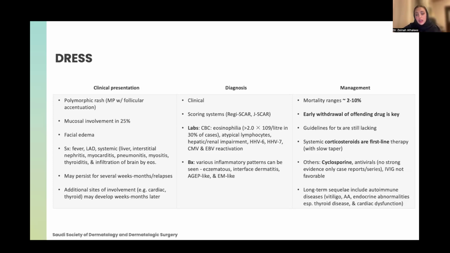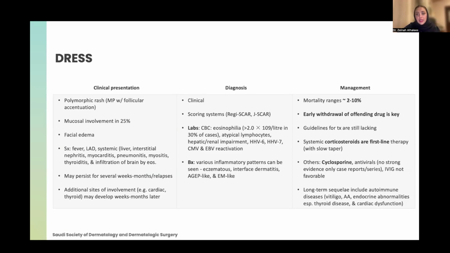How do we diagnose it? Clinically, we do have scoring systems like the RegiSCAR, the J-SCAR, that tell you if it's possible, probable, etc. And then obviously you want to do labs. So you want to look at your eosinophilia, your atypical lymphocytes, and obviously your liver and renal involvement. Those are important, as well as the reactivation of your HHV6, 7, CMV, and EBV.